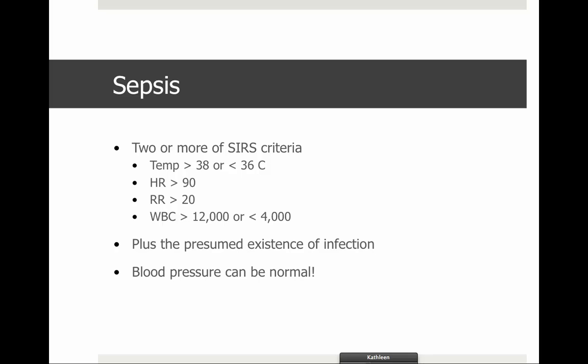Two or more of systemic inflammatory response: if you have a temp of greater than 38 or less than 36, heart rate greater than 90, a respiratory rate of 20, WBCs greater than 12,000 or less than 4,000, plus the presumed existence of infection, and remember that the blood pressure can be normal.